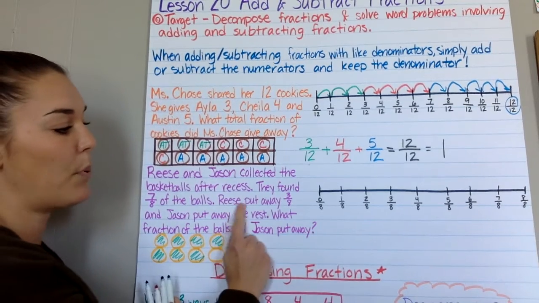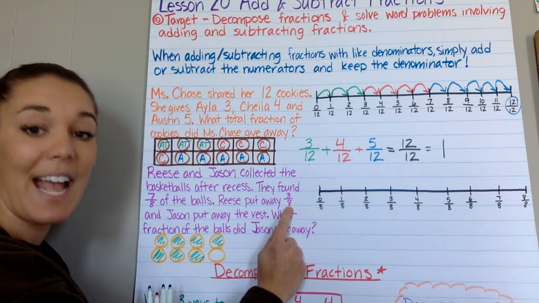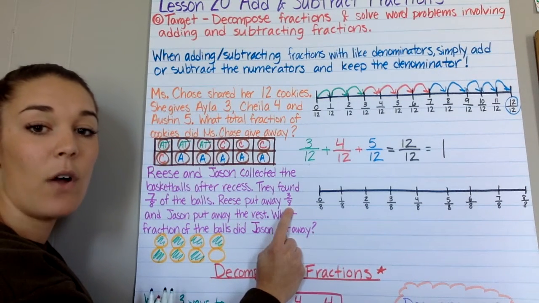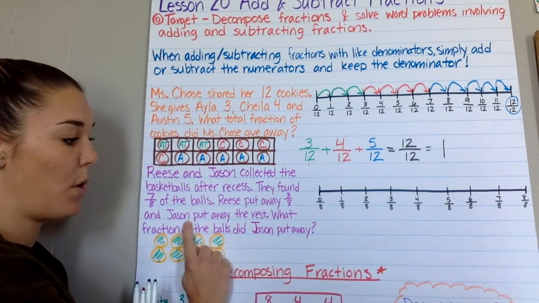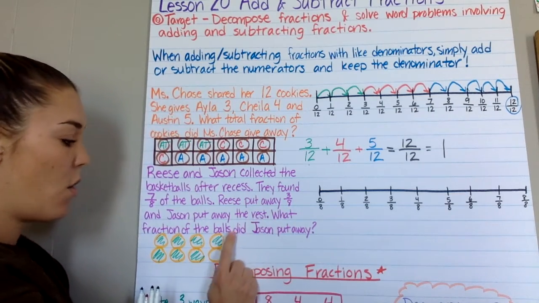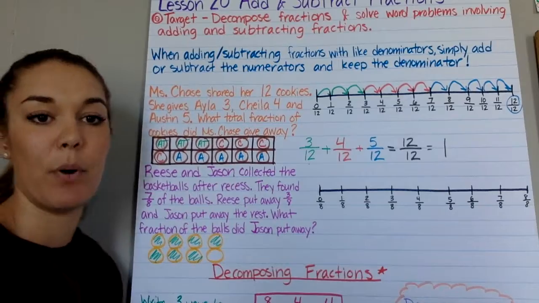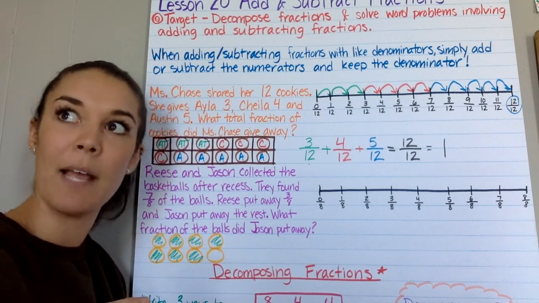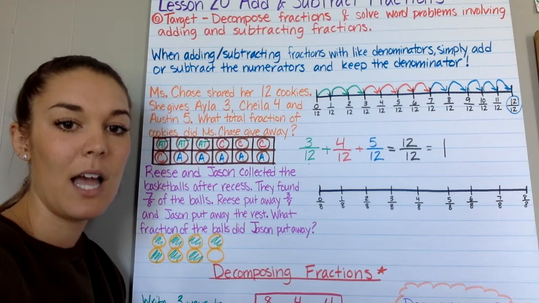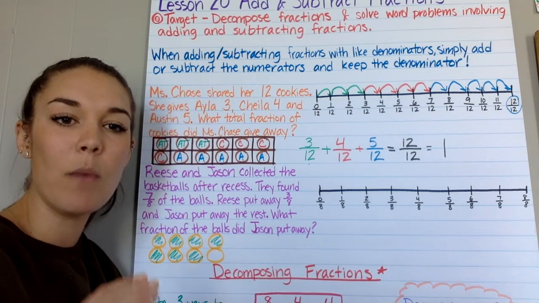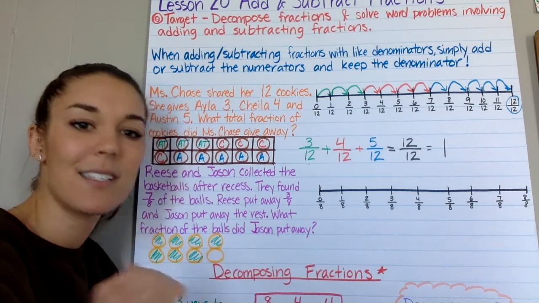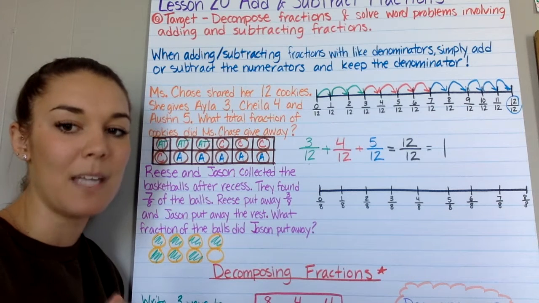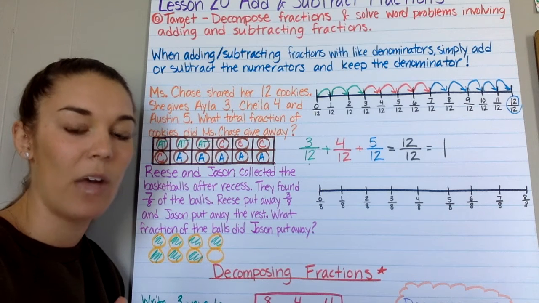Now, Reese put away 3/8 of those balls and Jason put away the rest. What fraction of the balls did Jason put away? So first of all, I'm thinking, what do I need to do to solve this problem? Am I adding or subtracting? I want to figure out how much is in the rest. And when I hear those terms, it usually means I'm subtracting, okay?